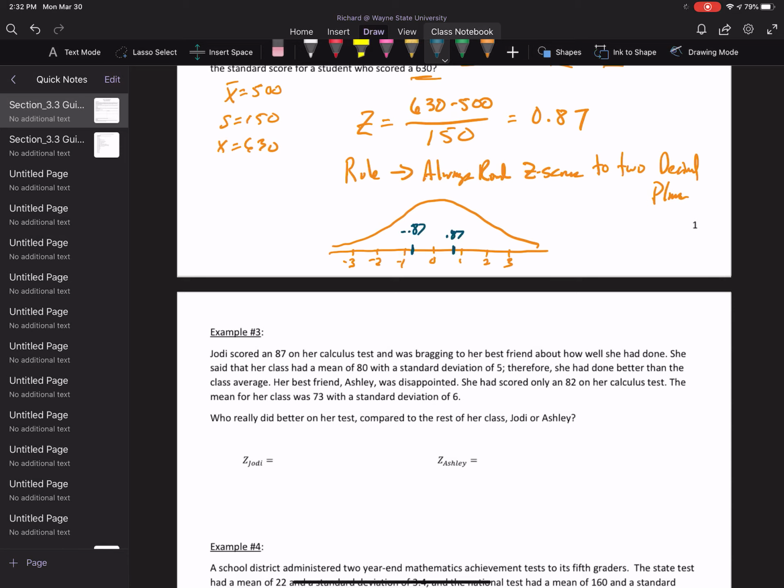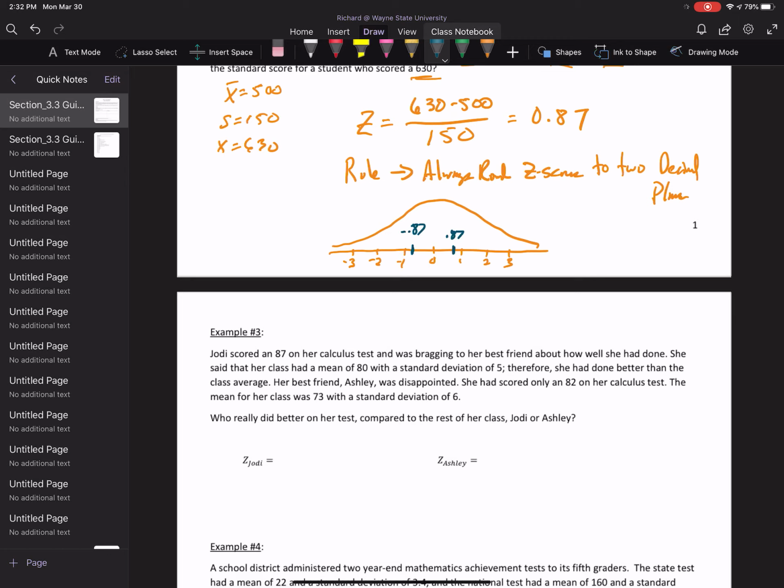Now, in the next example here, we're actually going to do some computation and comparison. It says Jody scored 87 on the calc test and was bragging to her best friend about how she had done. She said her class mean was 80 with standard deviation of 5. So that's for Jody, and therefore she had done better than the class average. Seems pretty logical in her mind.